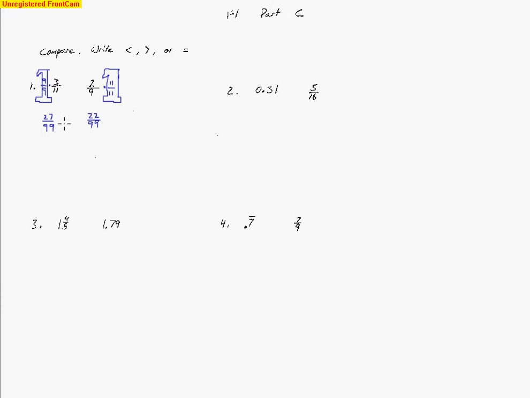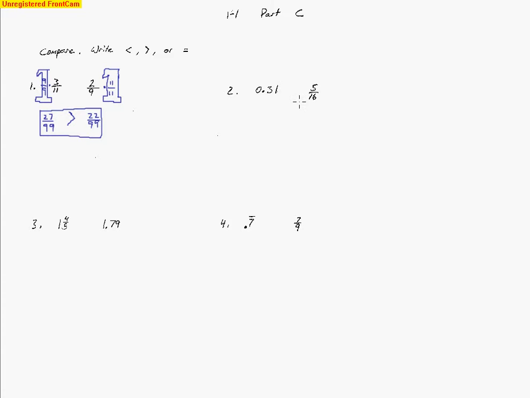Comparing means look to see which one's bigger. And so if I look at this one has more parts, because you see how 27 parts is on top of this fraction, where here we only have 22 parts out of a total of 99 parts. And so I would say 27/99 is the larger fraction. So I'm going to draw the inequality sign open to the bigger one.